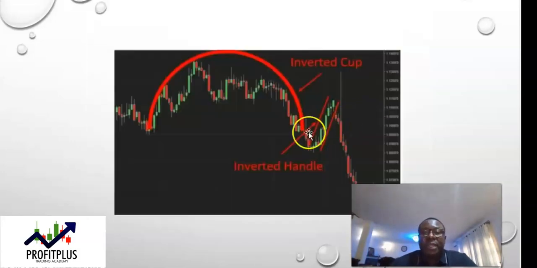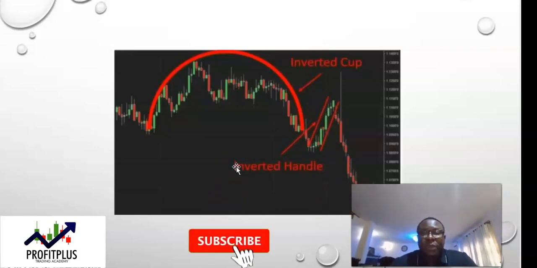So we have here the inverted cup and handle, and this is the one happening in the bearish market. See price coming all the way here, and it makes this semicircular kind of correction. So that's the cup, and then this is the handle. You can see a semicircular correction, then a move again in the handle. So the breakout from this is a continuation in the bearish direction.